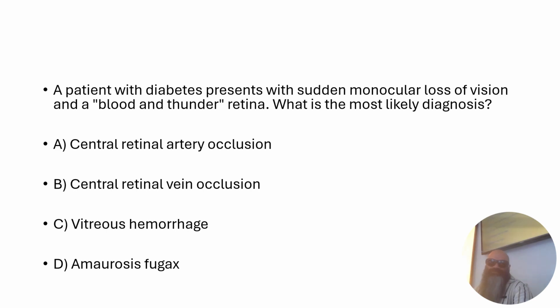So patient with diabetes. Ding, ding, ding. Sudden monocular vision loss. Blood and thunder retina. What is the most likely diagnosis? Which one? B? B as in Bravo? Okay.